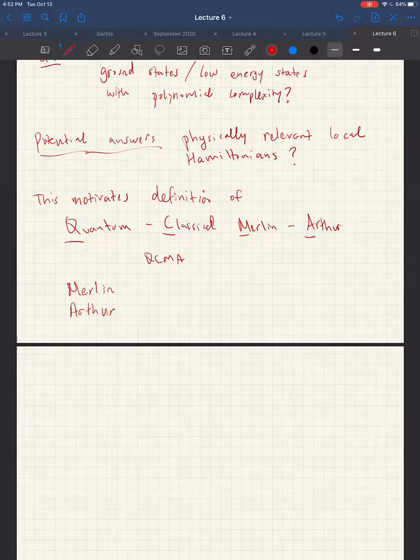So Arthur is quantum polynomial time. And Merlin is all wise and all powerful, but he can only send a classical string that Arthur verifies. So in particular, he can only send something of polynomial complexity. So this is a more restricted version of QMA. And in terms of what decision problems it contains, it's going to be a subset of QMA. We don't know if they're the same or not.